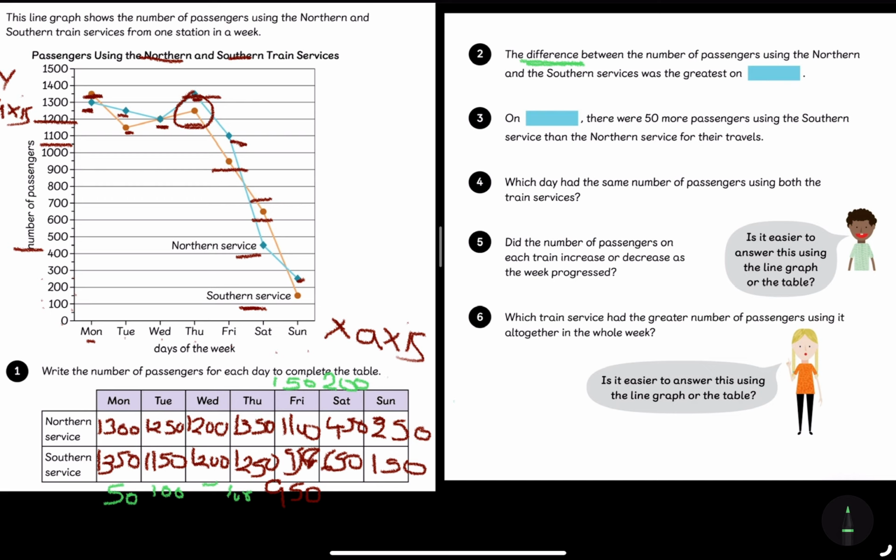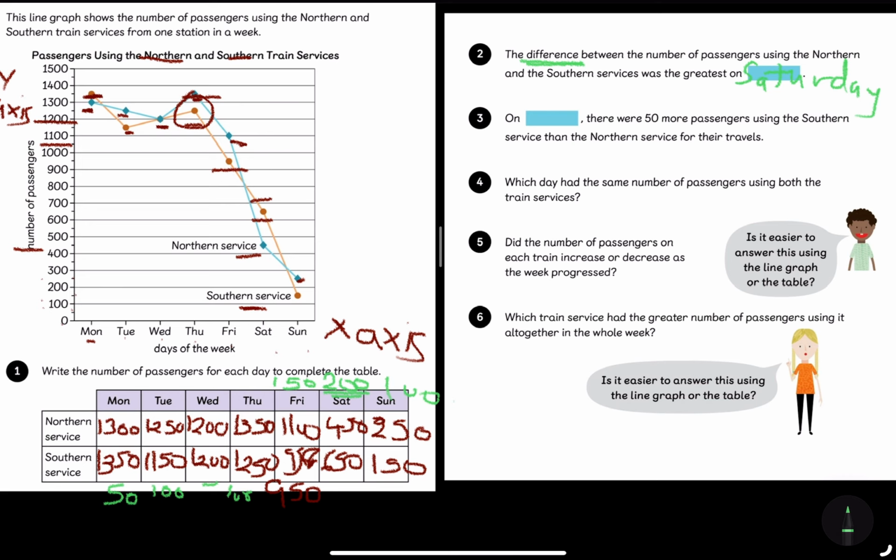So we see when I find the difference from Monday to Sunday, the highest number that I see is on Saturday, that the majority of the passengers were using the services of Northern and Southern. This is how we found the second one.